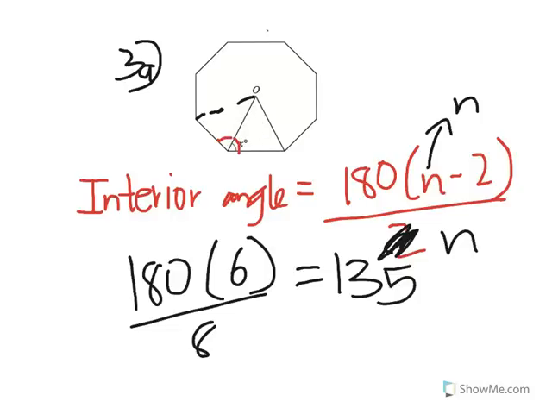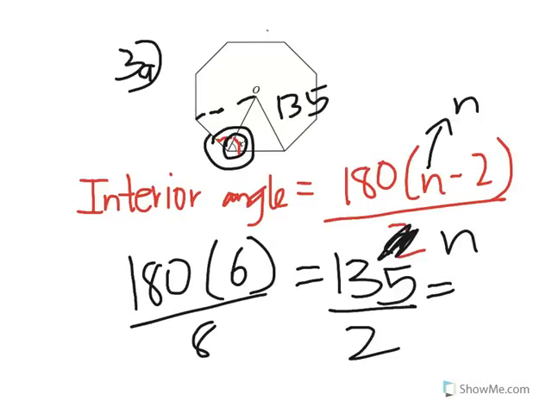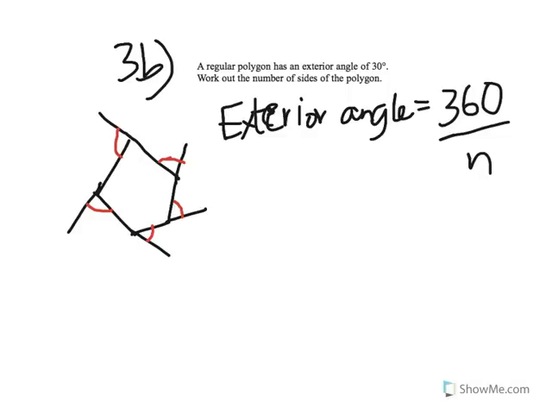So in order to find x, all we need to do is take the whole angle, which is 135, and divide it by 2. So in this case, all we're going to do is 135 divided by 2, and that'll be angle x. And in this case, it's 67.5 degrees.